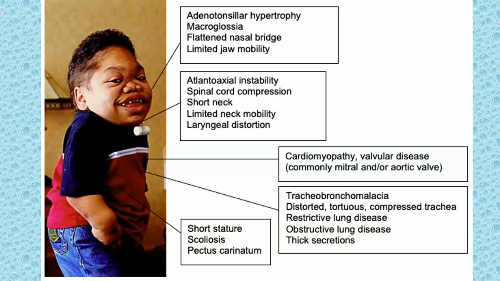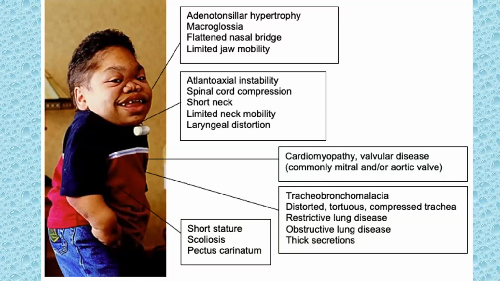This is a patient who has these findings. You see that they have adenotonsillar hypertrophy, macroglossia, a large tongue. They have a limitation of mandible mobility, of jaw mobility. If you look at the cervical spine, they have shortness of the neck. They have atlantoaxial instability. They have spinal cord compressions. They have the short neck I mentioned about. They have limited neck mobility.